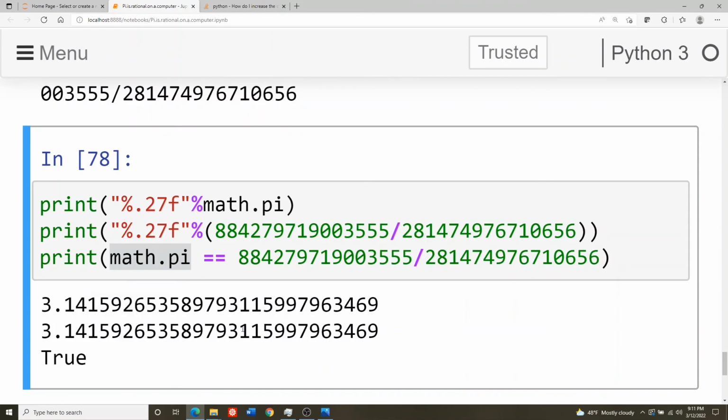So computers, finite precision floating point arithmetic, you cannot store an irrational number exactly.